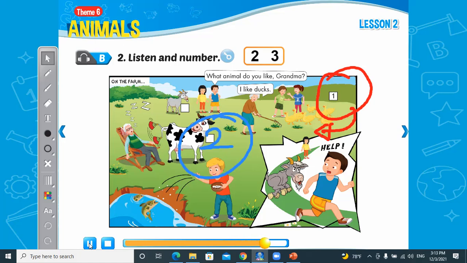What animal do you like, Kim? Help! Ha ha!